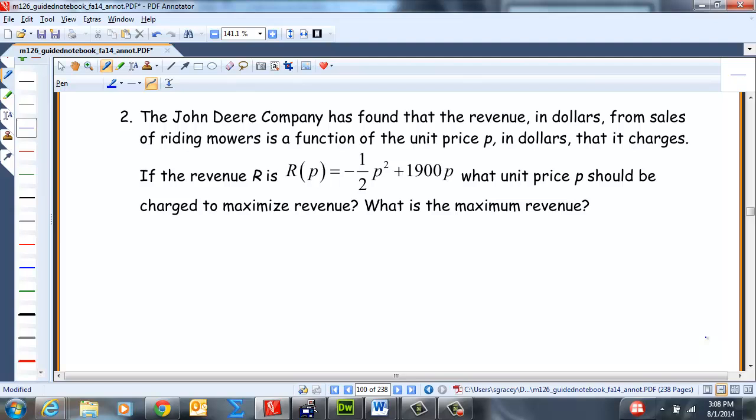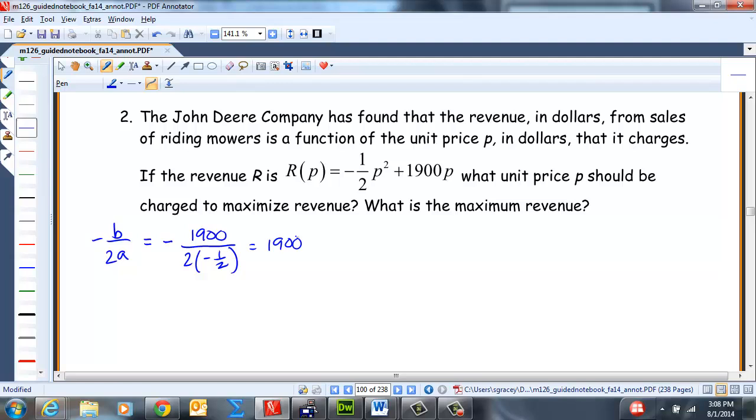So again, it's quadratic in form, so negative b over 2a is going to give us the answer to the first question. So we'll have negative, so b is what? 1900 divided by 2 times negative 1/2. So that's just equal to 1900. So $1,900 is the unit price that will yield the maximum revenue.